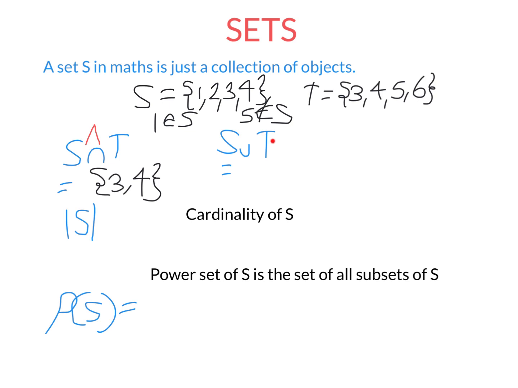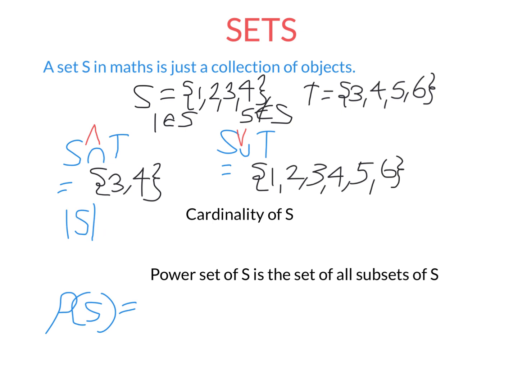This is read S or T. This symbol, which means union, is very similar to this symbol that we saw in logic. So S or T includes every element that is either in S or T or both. So it would be 1, 2, 3, 4, 5, 6. We don't write the 3 and the 4 twice, even though they occurred in both sets.